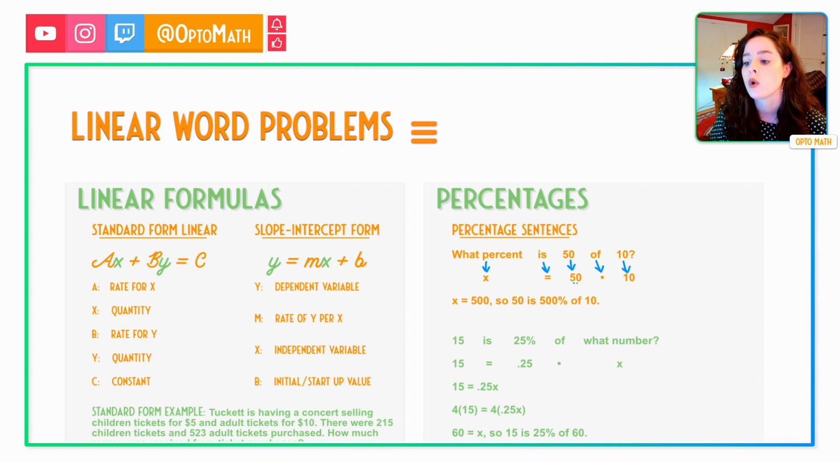So X equals 50 times 10. So 50 times 10 is 500. So X is supposed to be percent. So X is 500. So 50 is 500% of 10.